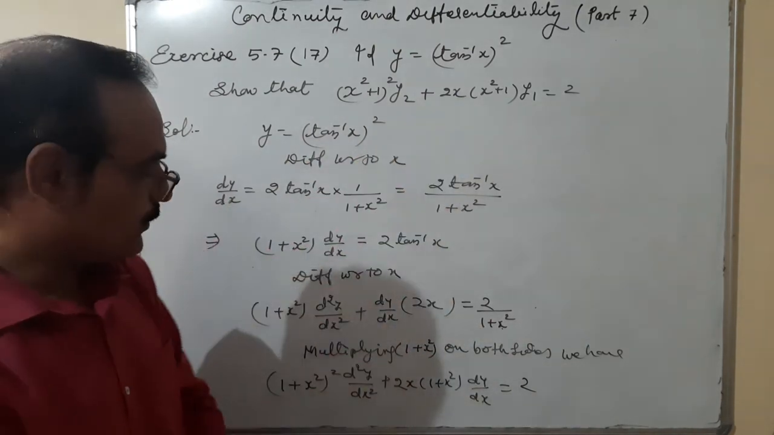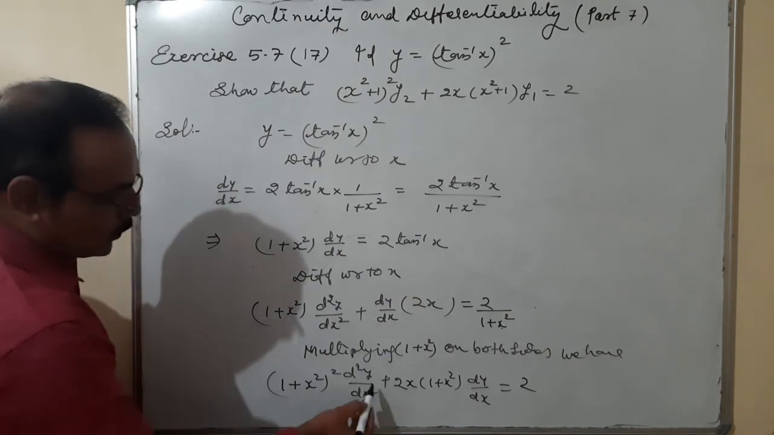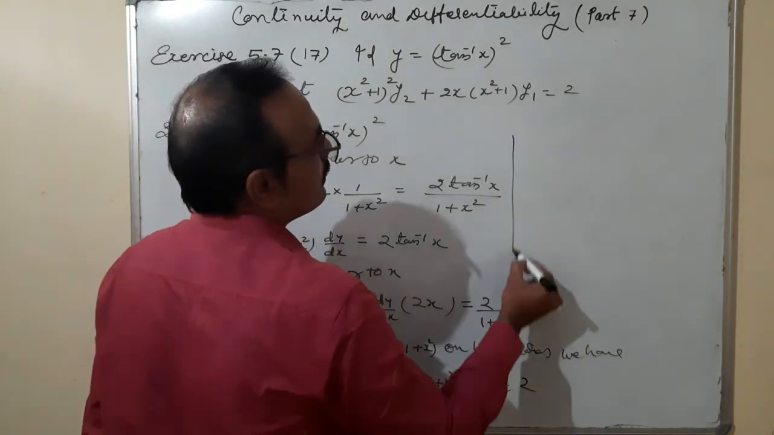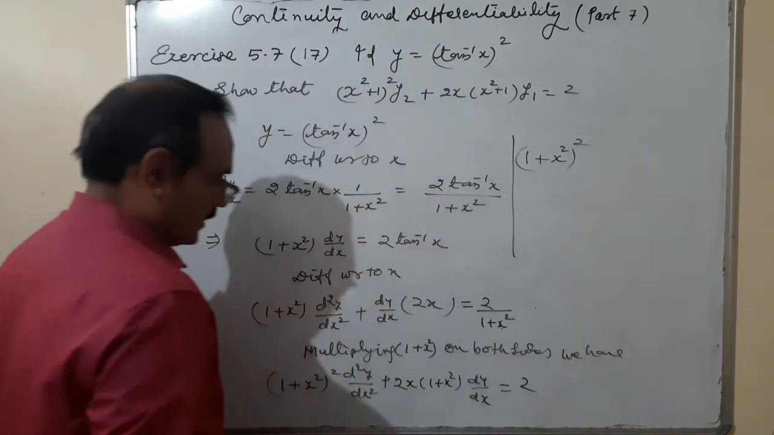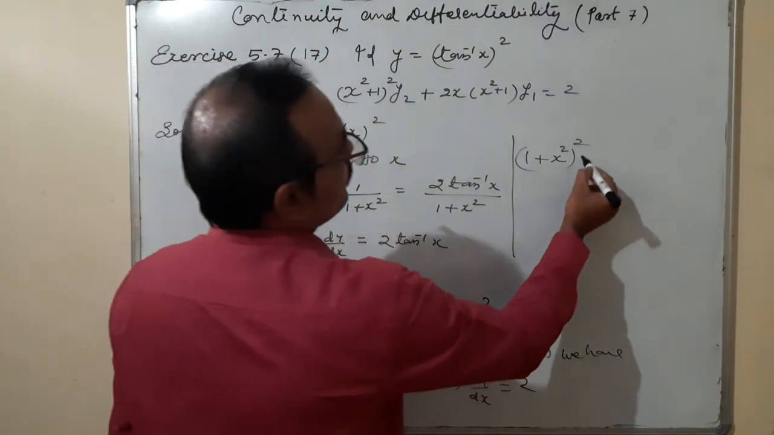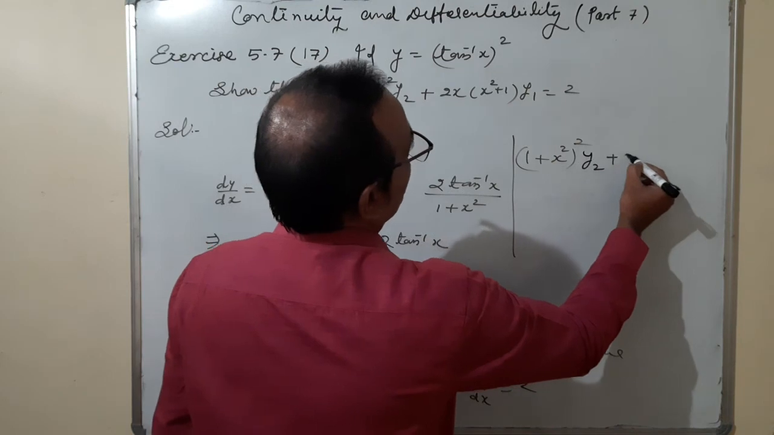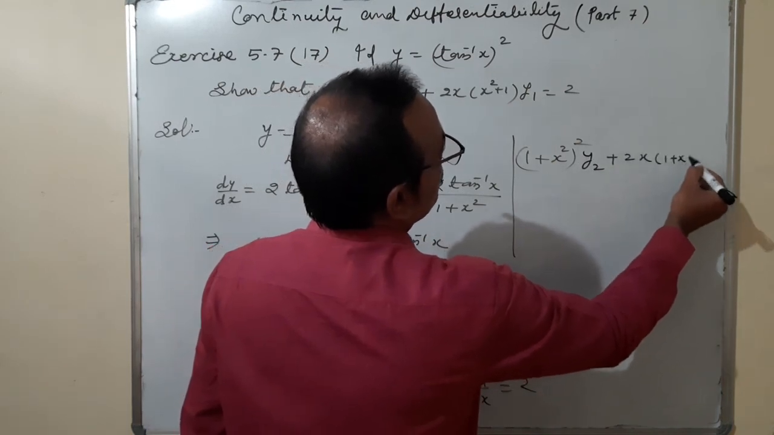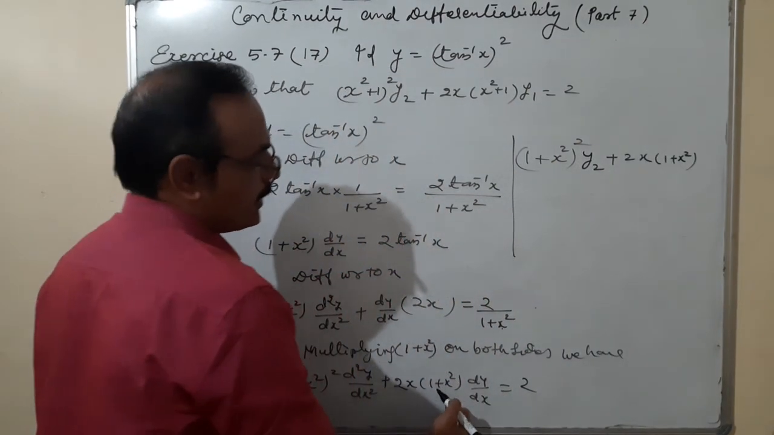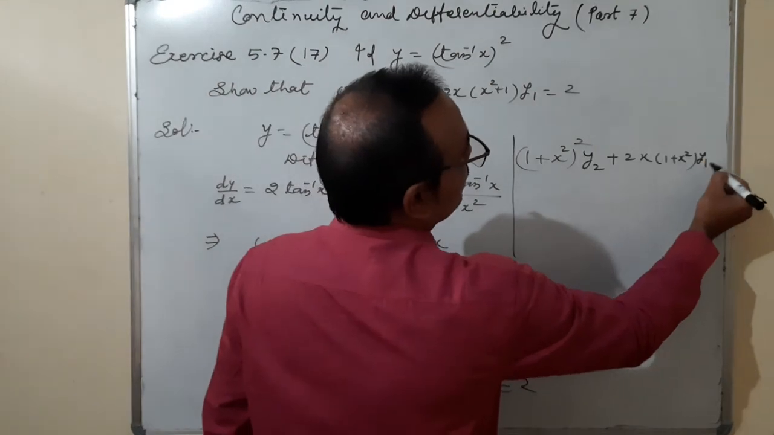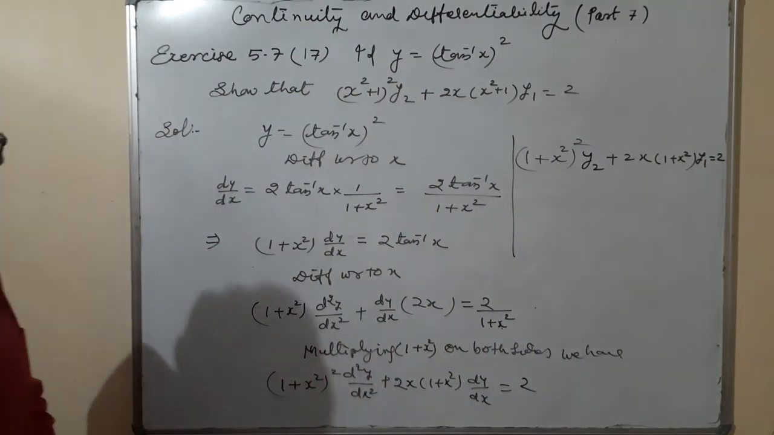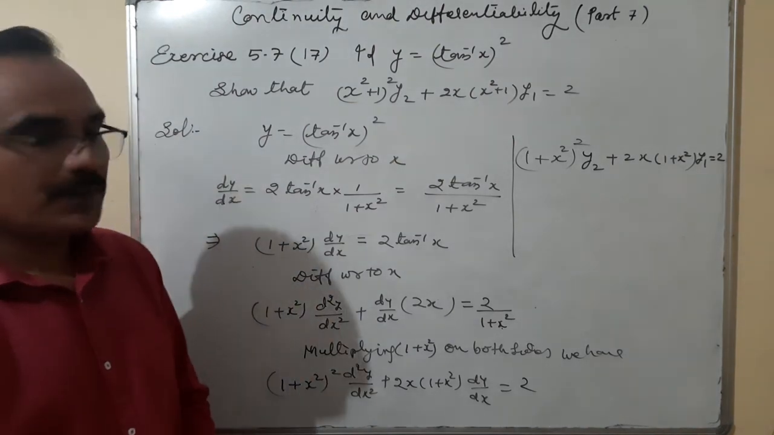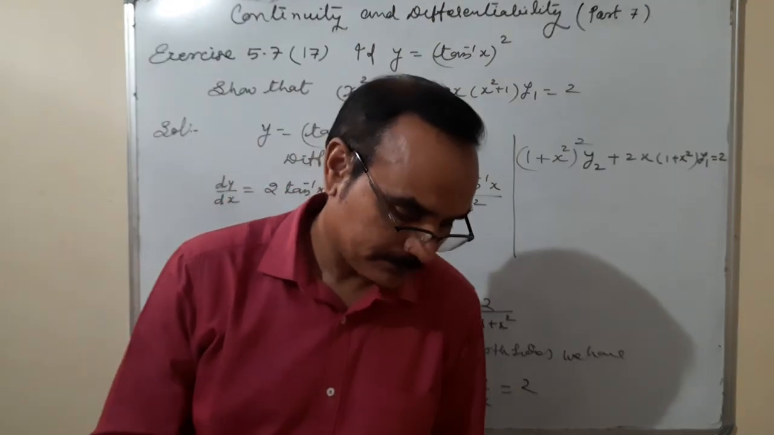This we wanted to prove. What is the value of this? 1 plus x square whole square, and second derivative we write y2, plus 2x 1 plus x square, first derivative dy by dx we write y1 is equal to 2. Okay. So this is the proof of question number 17, exercise 5.7.